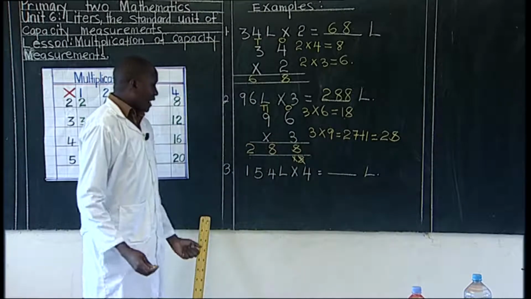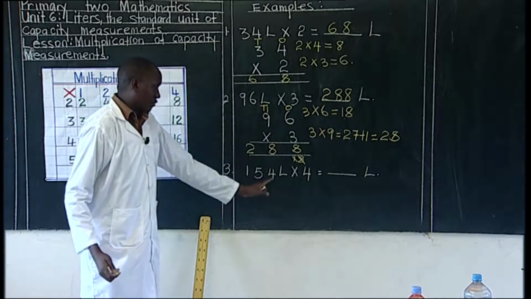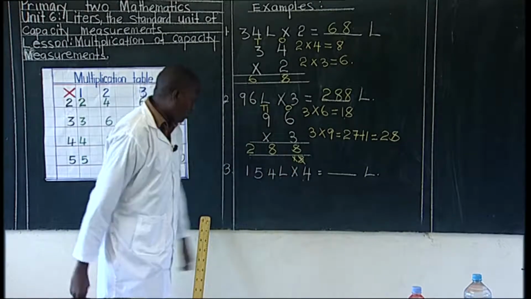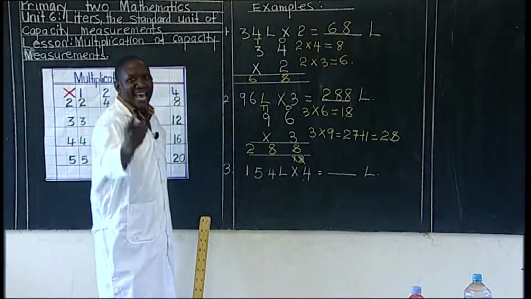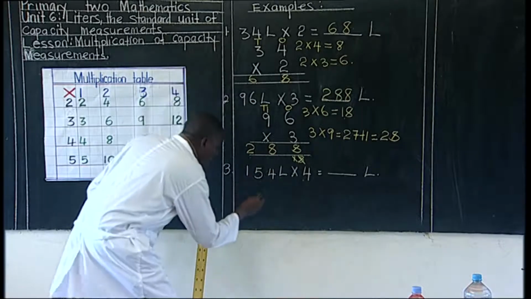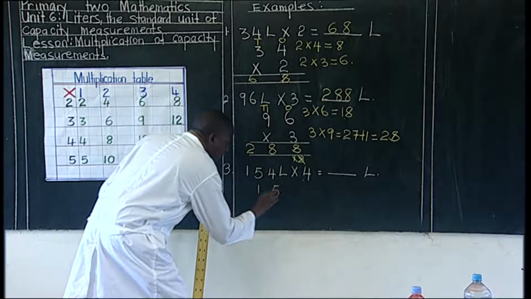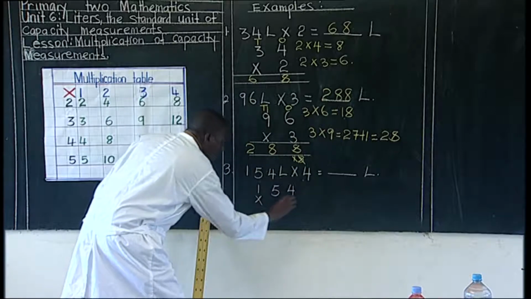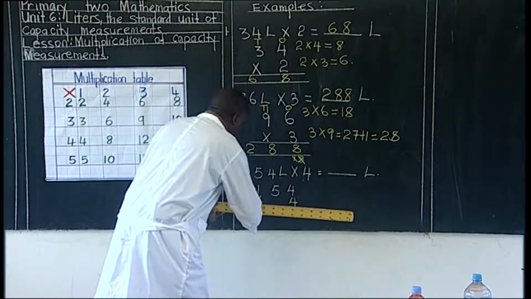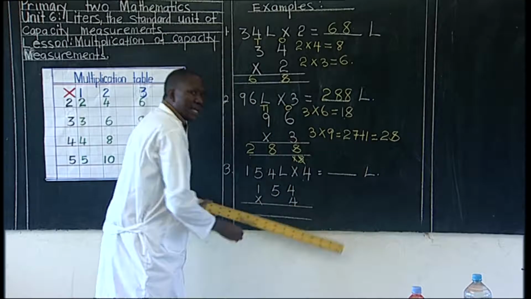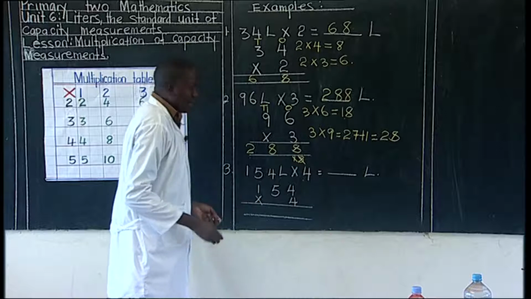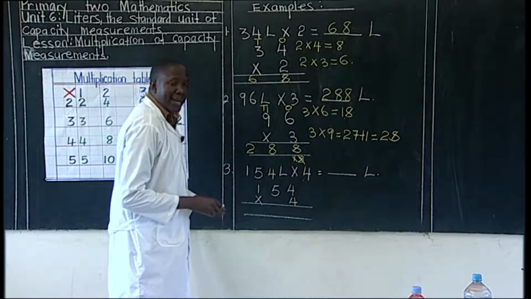Good. Number 3, we have 154 liters times 4 equals dash. Ha. What are we going to do? Yes, good. You arrange vertically. Yeah, so we shall say 154 times 4. Get your ruler, don't forget. You put here a line. Don't just use your fingers and you put any line anyhow. I will not be happy with you, okay? Now, for me to be happy, you must underline it very well.